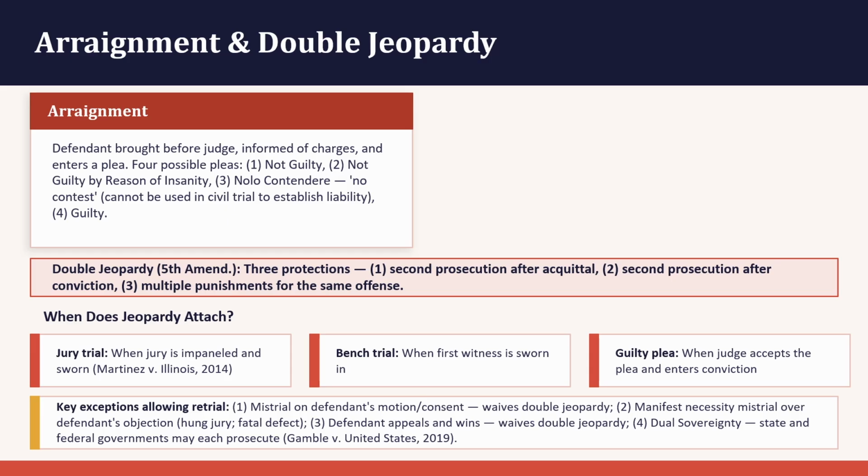Key exceptions that permit a second trial despite jeopardy having attached include a mistrial declared on the defendant's motion or with consent, because the defendant waives double jeopardy by requesting the mistrial, unless the prosecutor intentionally goaded the request, a mistrial based on manifest necessity over the defendant's objection, such as a hung jury or a fatal defect in the indictment that makes reversal certain on appeal, a defendant who appeals and wins because they waive double jeopardy by appealing, and the dual sovereignty doctrine, which allows both a state and a federal government to prosecute the same criminal act because they are enforcing separate laws.